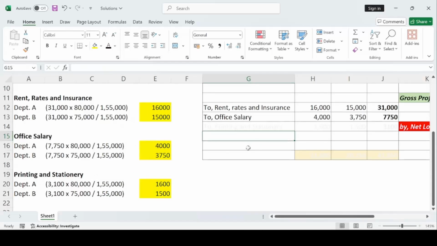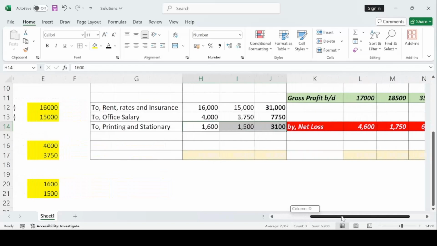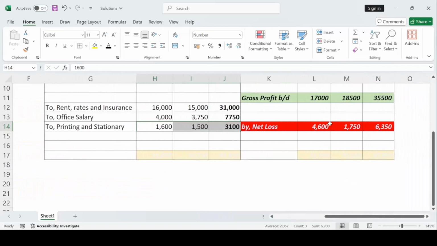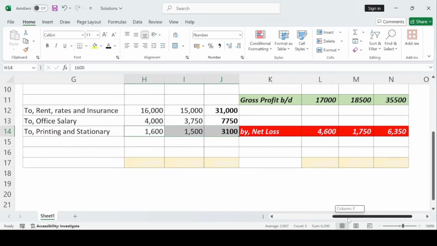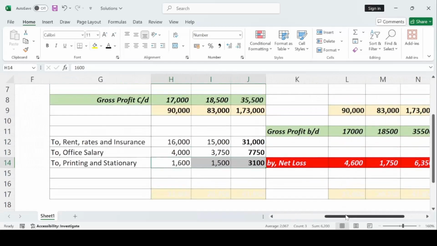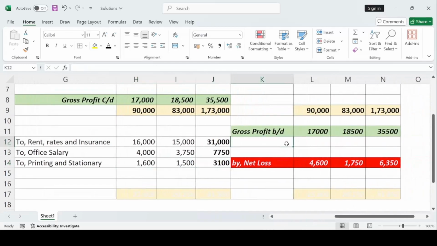7,750. Speaking about the third indirect expense, it is printing and stationery. For department A it is 1,600 and department B it is 1,500. The total of which will be 3,100. And in our question there is no indirect income. So credit side only gross profit will be there. Now do the total. Which side you will get more? I think debit side you will get more.